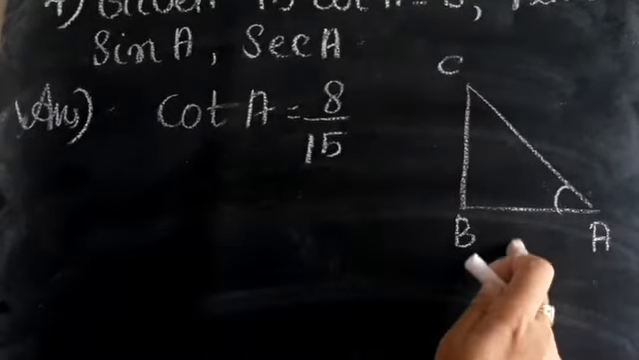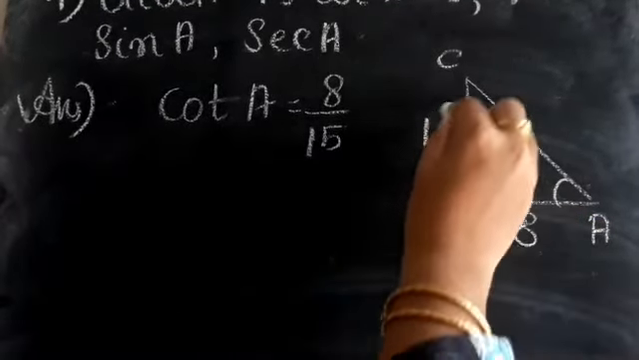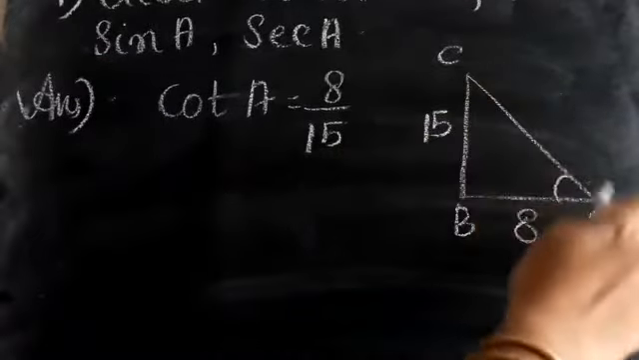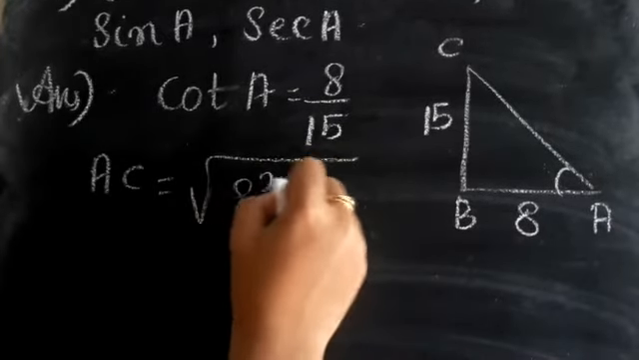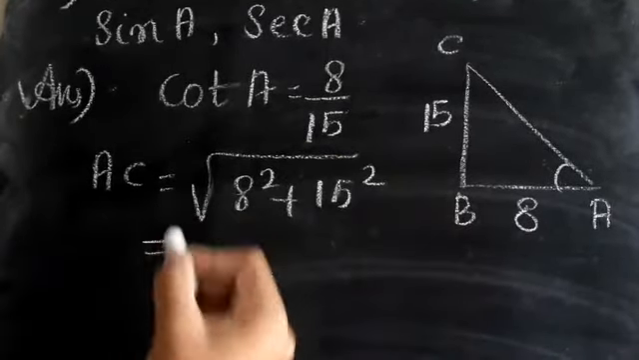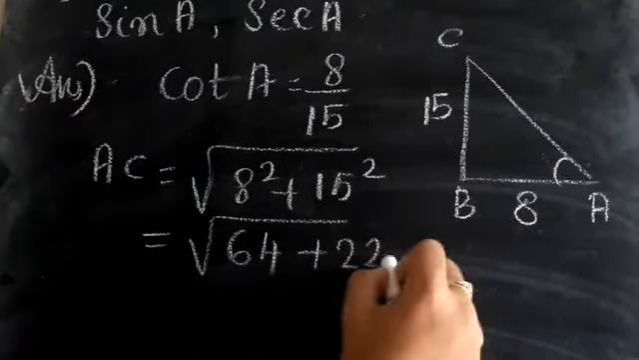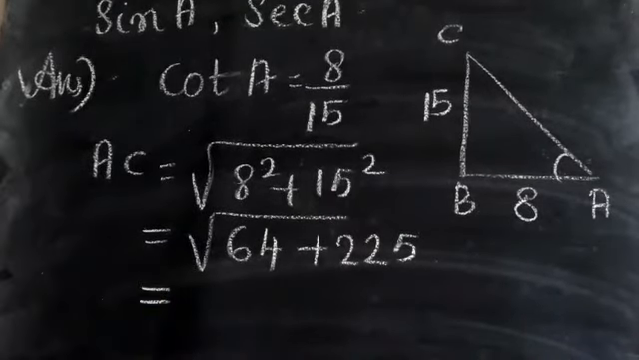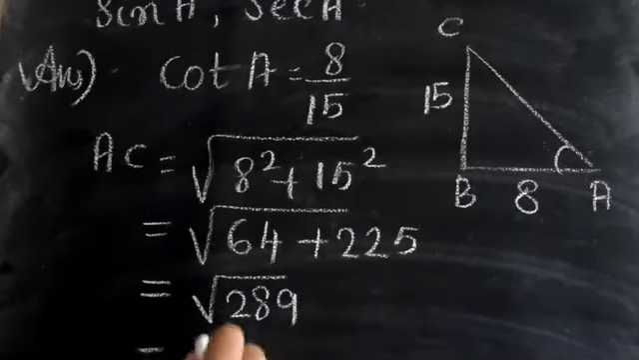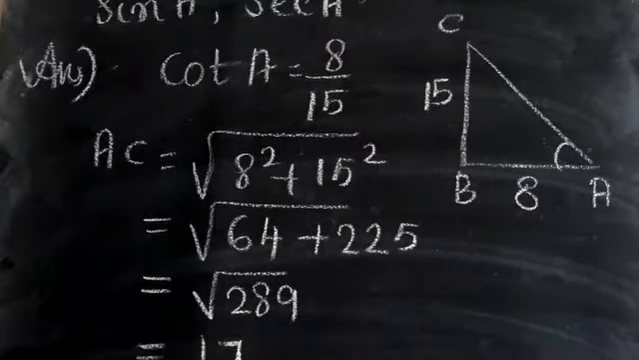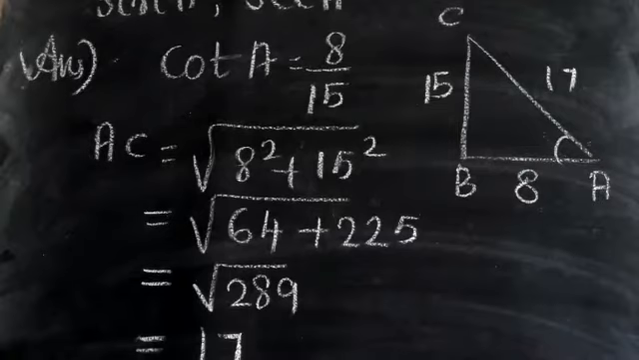Cot meaning what is that? Adjacent side by opposite side. Okay, so adjacent side is 8 and the opposite side is 15. So one side is remaining. What is AC? So AC is equal to root of 8 square plus 15 square. What is that? Root of 64 plus 225. What is that? 289. So what is the value? It is equal to 17. So what is AC? AC is equal to 17. Okay.